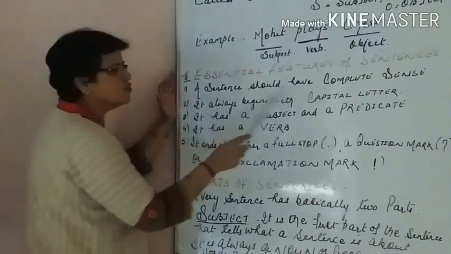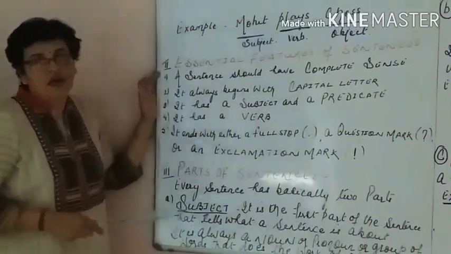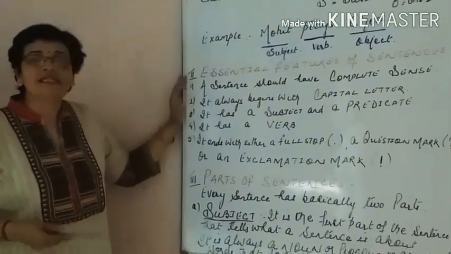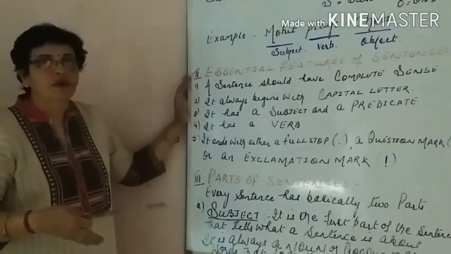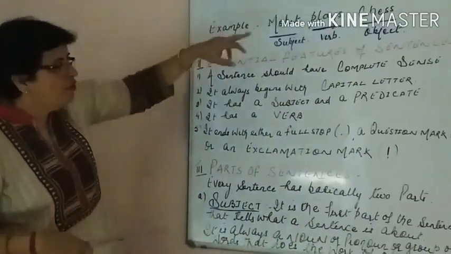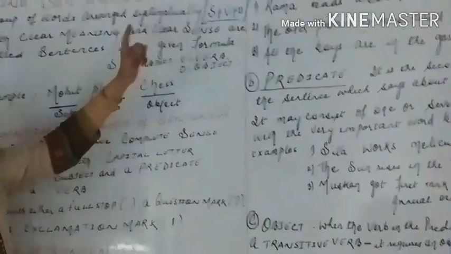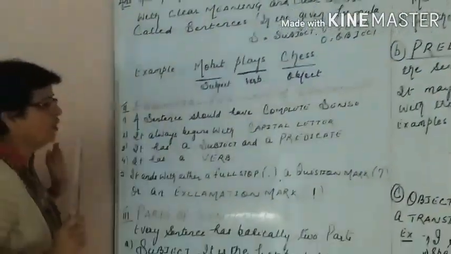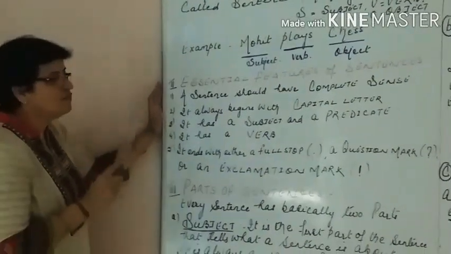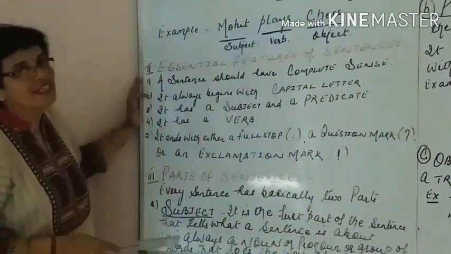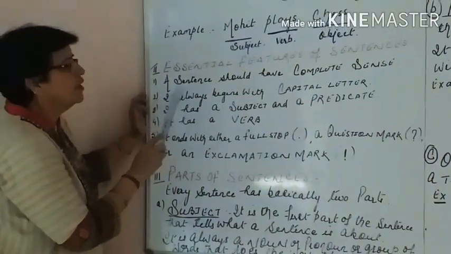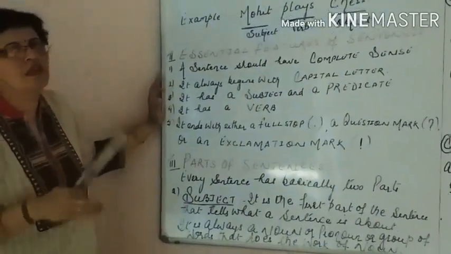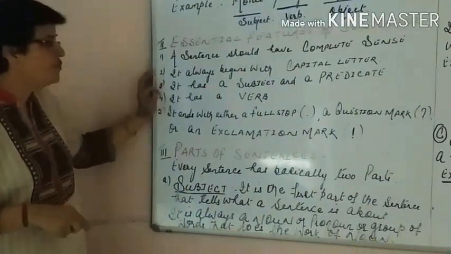Number one, a sentence should have a complete sense. I mango ate cannot be called a sentence. But the moment I say I ate mango, it gives a complete sense. So I have followed this formula: subject I, ate is a verb, mango is an object. Whenever we frame a sentence, we have to remember that it should give us a complete sense. Second point, it always begins with a capital letter. A sentence always begins with a capital letter, that you all have to remember.